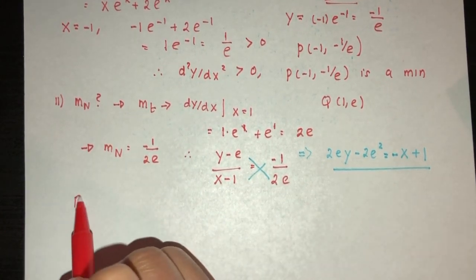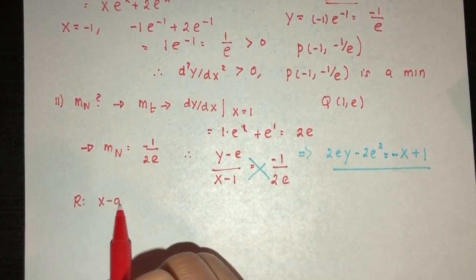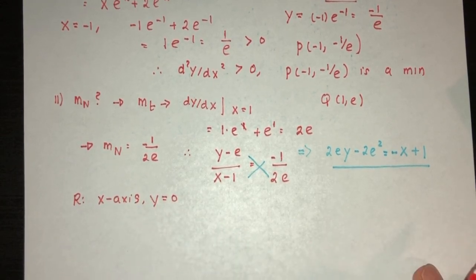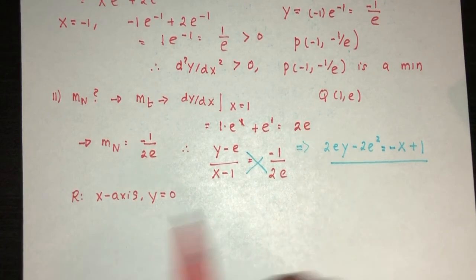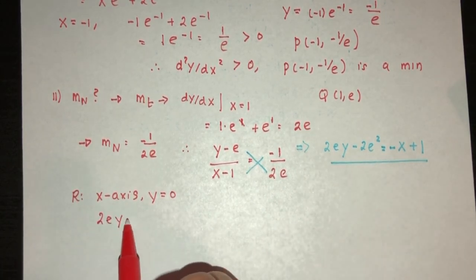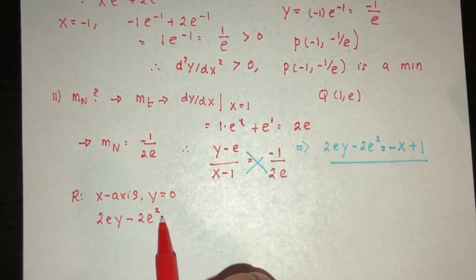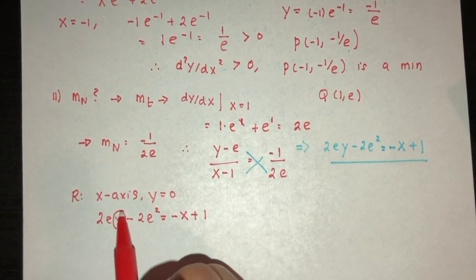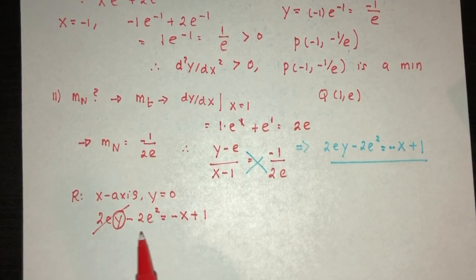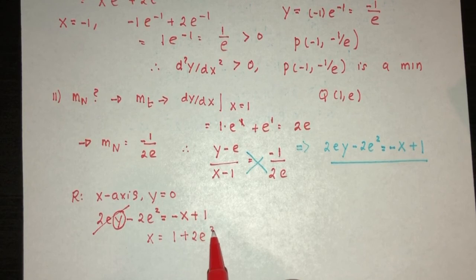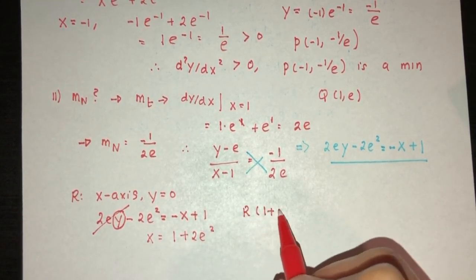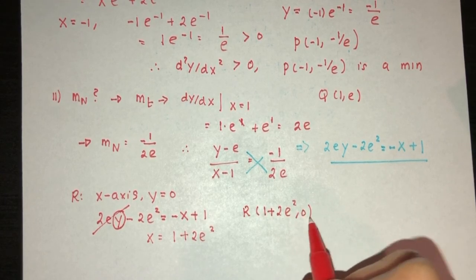Point R is on the x-axis, right? So we know the y value will have to be 0. Let's do that. Replacing, you will have 2e y minus 2e squared is equal to minus x plus 1, so this will be 0, and that will cancel out. You will have x be 1 plus 2e squared. So your value of R will become (1 plus 2e squared, 0).